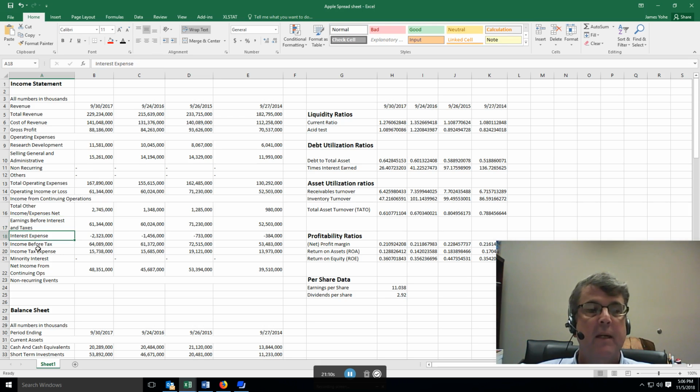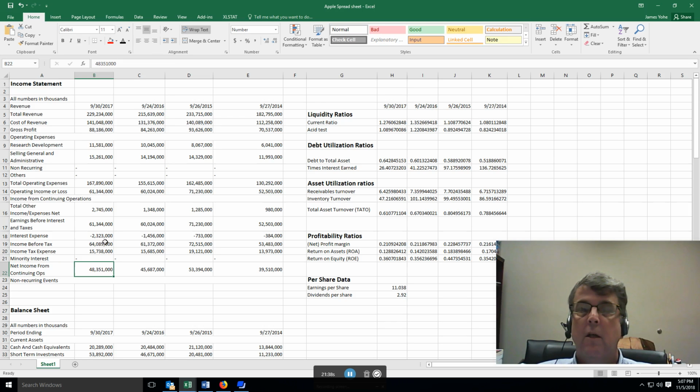Then we take out interest expense, which gives us income before taxes. I'm sorry. Then we take out income tax expense, minority interest which we don't have any, and then net income from continuing operations. That's going to be the net income. That's how much this company made in profits after it paid for everything it sold, after it paid for all its operating costs, and after it paid interest and other expenses.